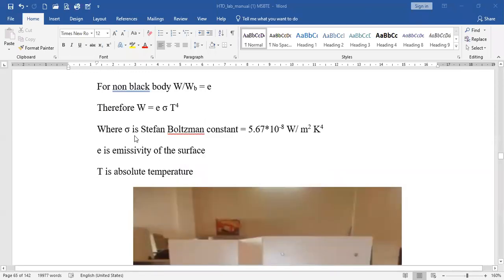The Stefan Boltzmann constant is an ideal constant value, 5.67 into 10 raised to minus 8 watt per meter square Kelvin raised to 4. Now if you put the values of the emissive power W, the emissivity, and T, then we can also calculate sigma practically.